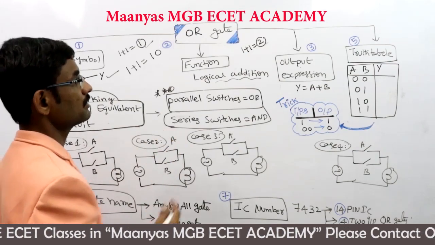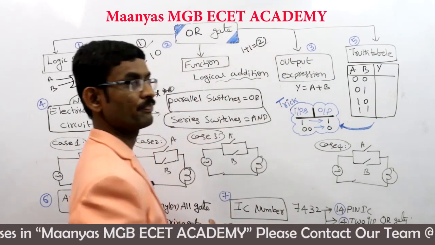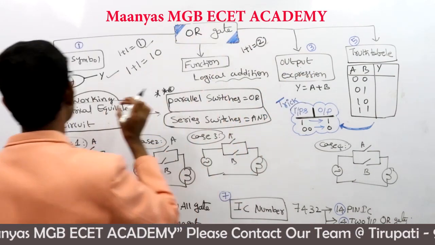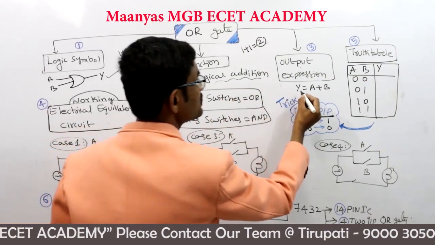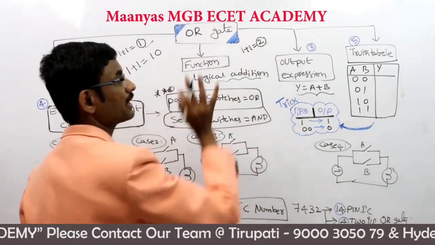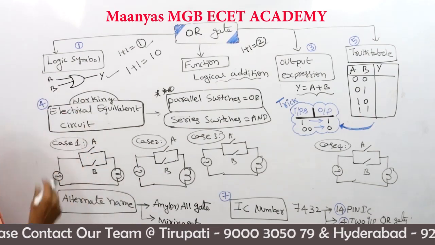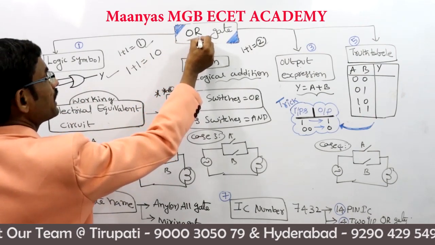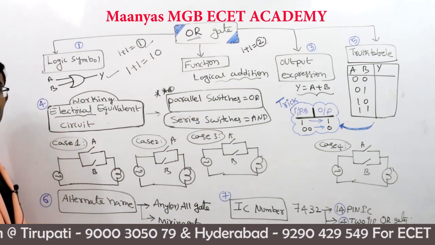Next parameter, what is the output expression of OR gate? In order to get the output expression of OR gate, add the two inputs. Here y is equal to a plus b is the output expression of OR gate. Next parameter, working. Now I am explaining the working of OR gate with the help of electrical equivalent circuit.